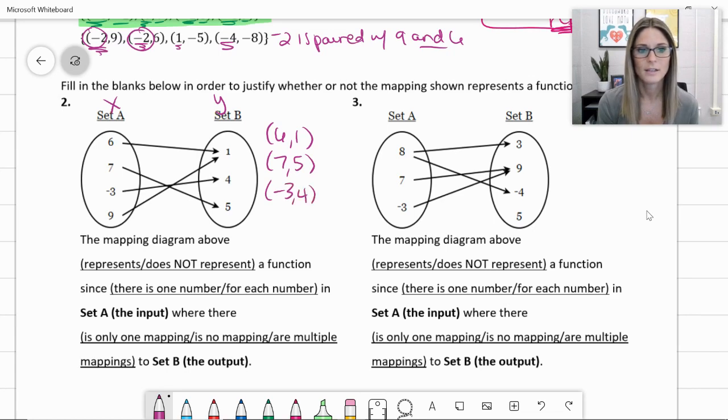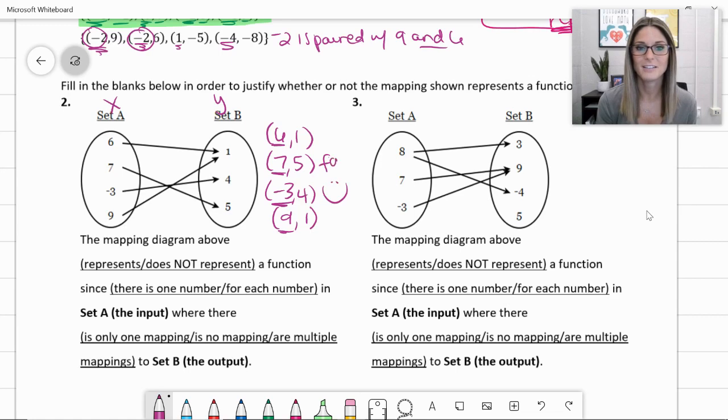-3, 4, and 9, 1. See how that works? Okay, it's just a different way to represent our relations. Using what we did above, did any of my x's repeat? 6, 1, 7, 5, -3, 4, 9, 1. Did any of these numbers happen twice? No. So this is a function.